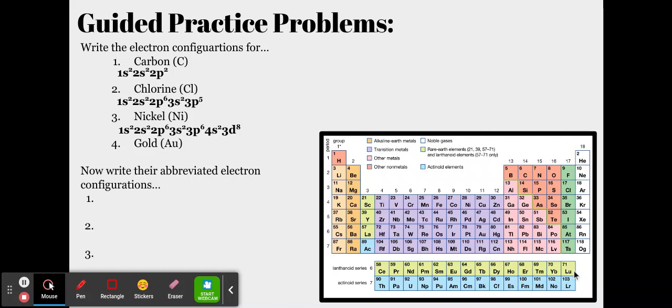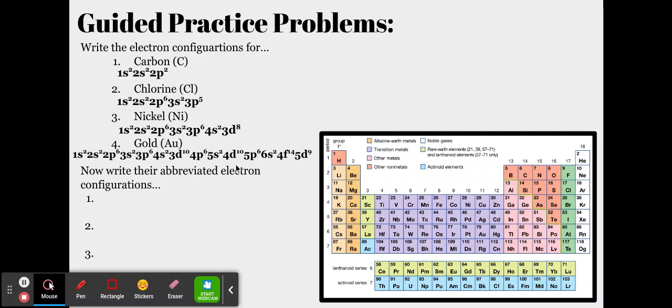So that'll be 6 minus 2, which would be 4f14. And lanthanum is a part of the D block, so you'll go 5D, 1, 2, 3, 4, 5, 6, 7, 8, 9. So then 5d9. So that would be the electron configuration for gold.